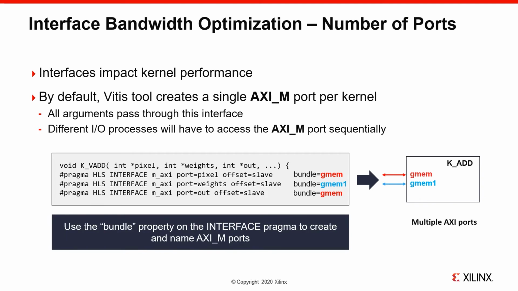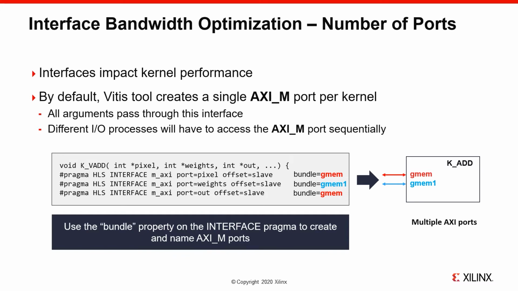To address this, multiple AXI interfaces can be generated per argument by specifying a bundle name in a HLS interface pragma. In the example here, there are 3 large data interfaces. 2 inputs are labeled pixel and weights, and 1 output labeled out. These inputs and outputs connect to a global memory controller. By default, they will go through a single AXI interface.